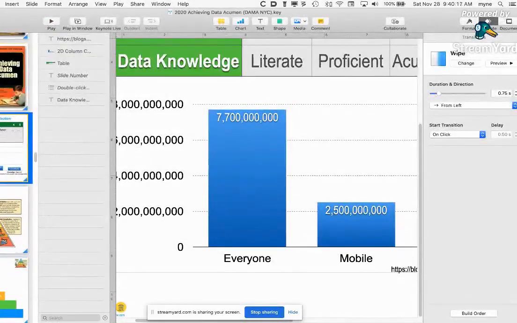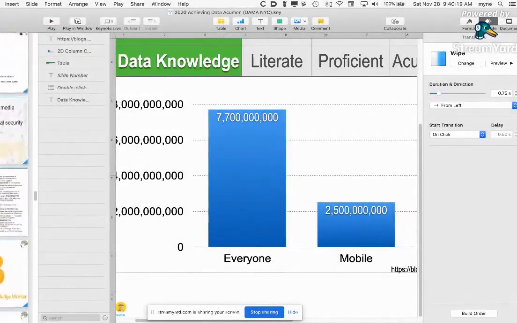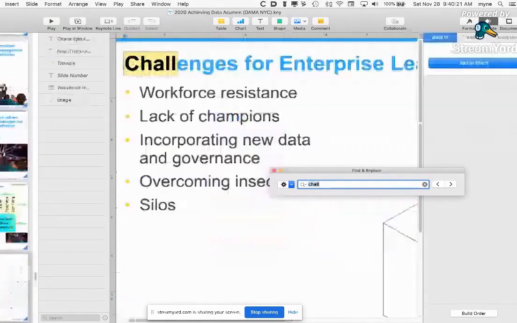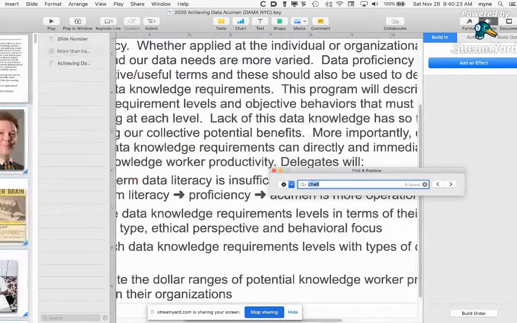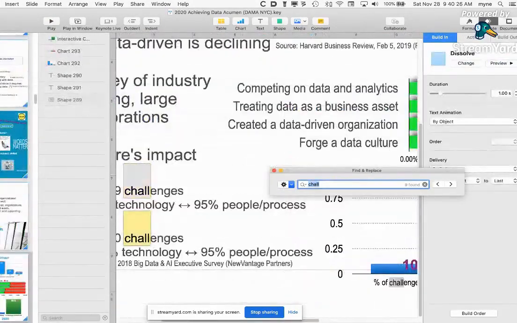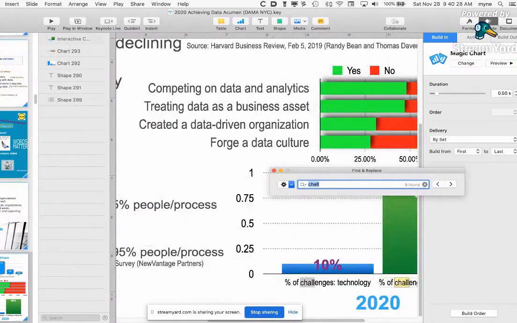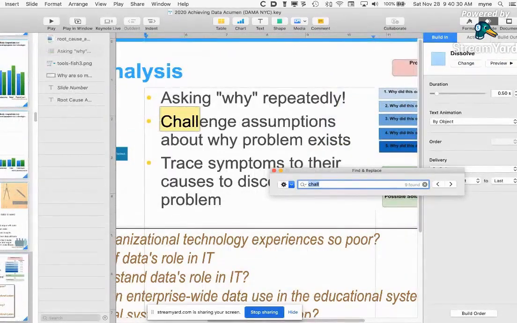And my favorite example of this, I think it's a very good one. Let's see if I can find it here. I may not actually have this one in this deck.